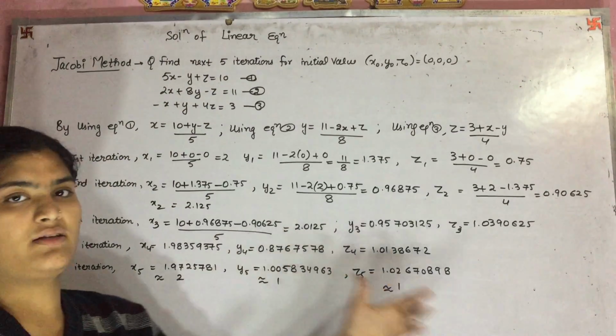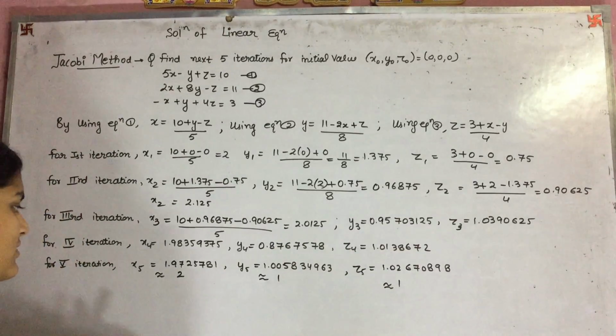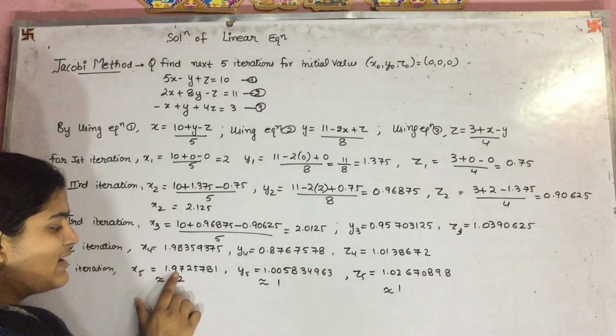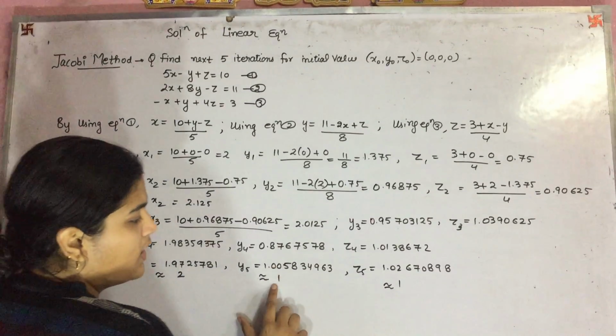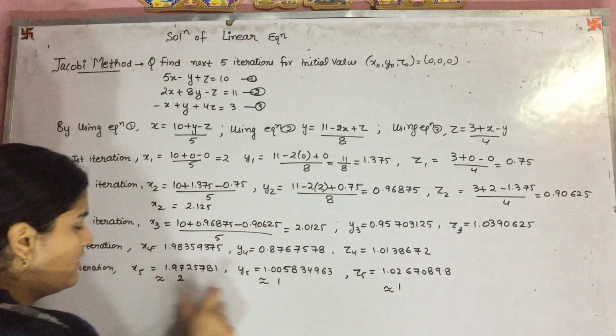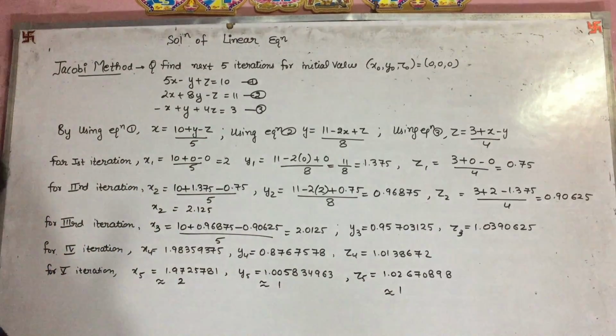Now calculate the approximation of those values. So here we go, 1.9, that means 2, 1 and 1. In this way we can find the values of x, y and z.